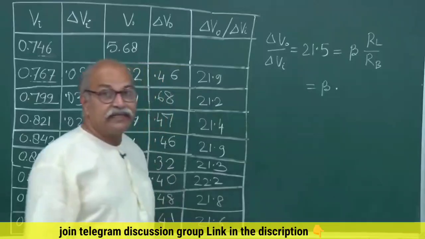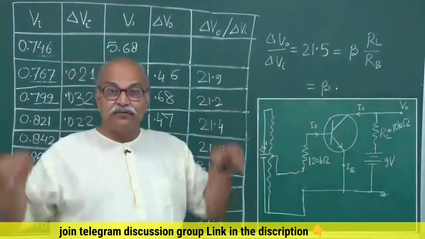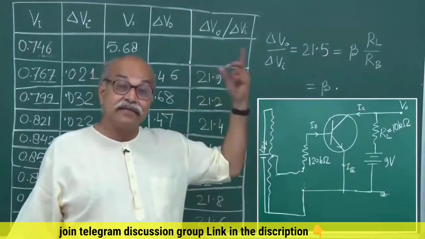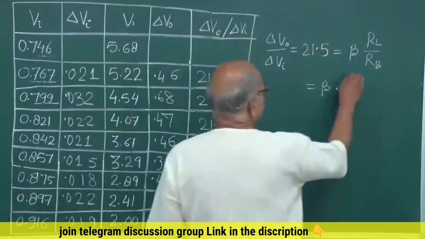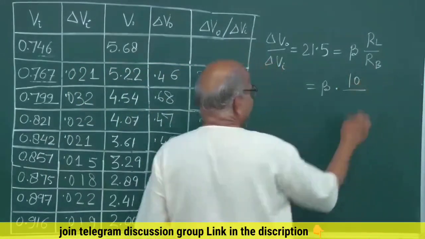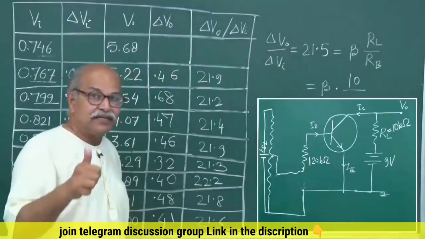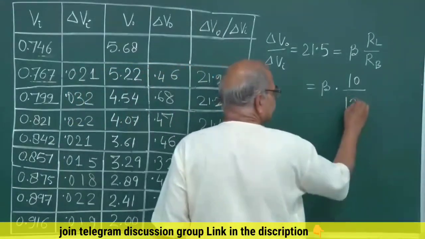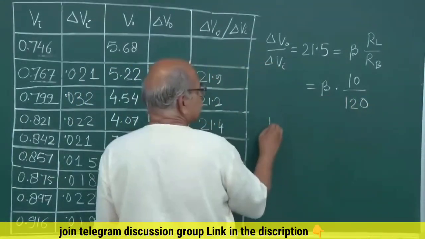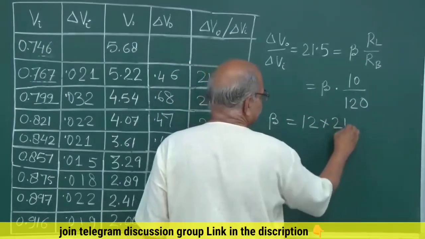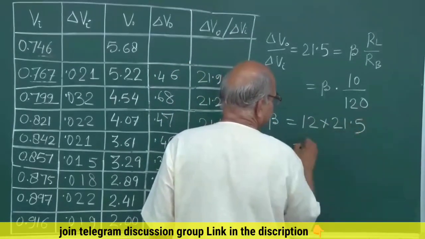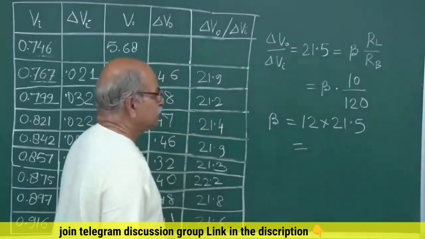What was RL? Remember in the circuit, on the collector side we had added 10 kilo ohms. So this is 10 kilo ohms, and on the base we had added 120 kilo ohms. So your beta is 12 into 21.5. Can you work it out without a calculator?